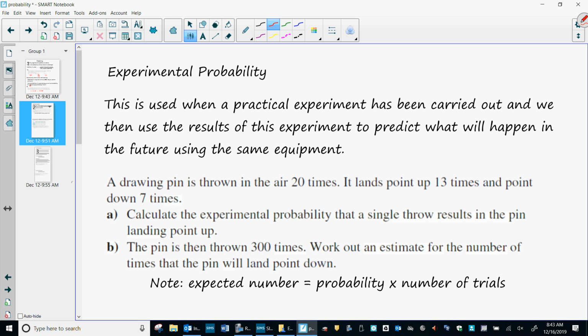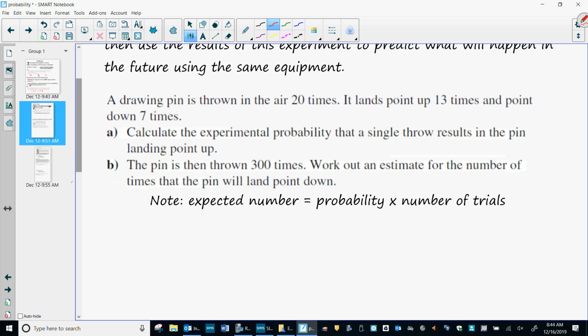A drawing pin, thumbtack, we call it. A drawing pin is thrown in the air 20 times. It lands point up 13 times and point down 7 times. Calculate the experimental probability that a single throw results in the pin landing point up. So, what's the probability it lands point up? Nice, 13 over 20, because it landed point up 13 times in our experiment, and there were 20 trials.